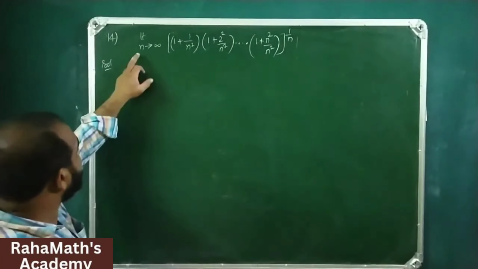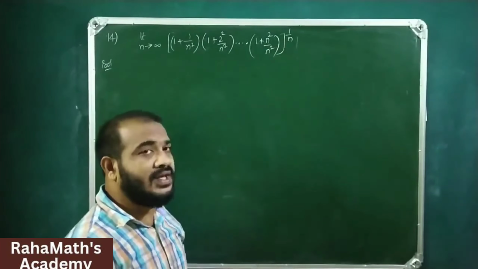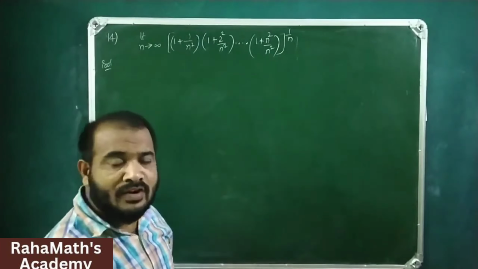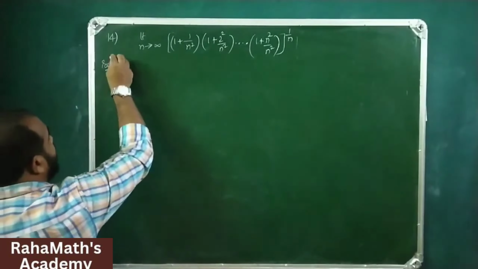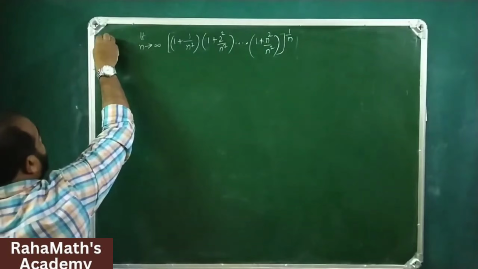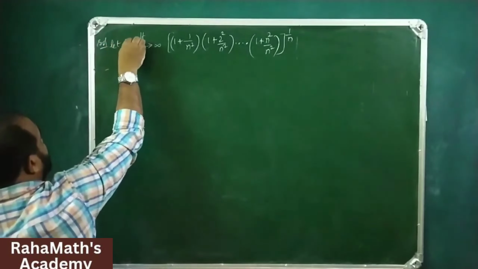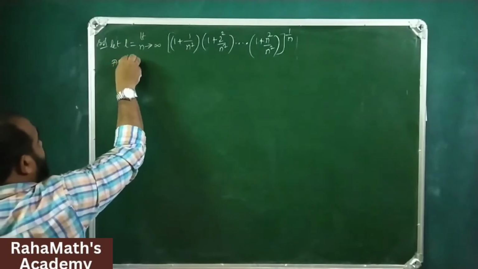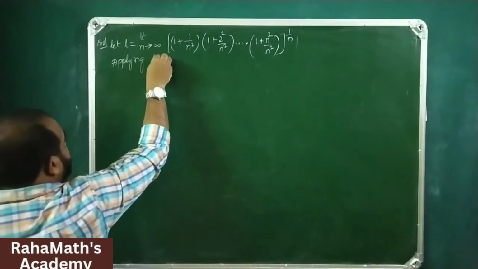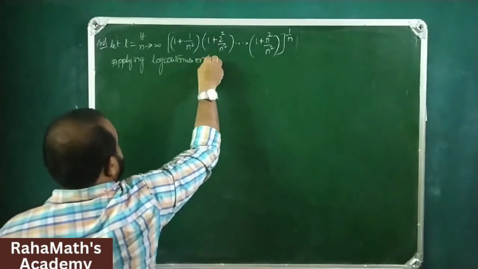So the next question: limit n tends to infinity of (1 + 1/n²)(1 + 2²/n²) ... (1 + n²/n²) whole power 1/n. Whenever powers are there, we will usually be taking the logarithm. So first and foremost, let the given expression be L, and apply logarithms on both sides.